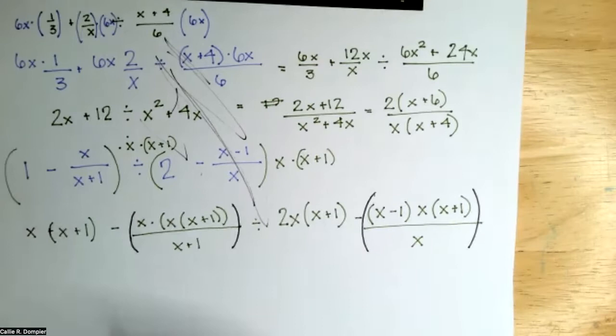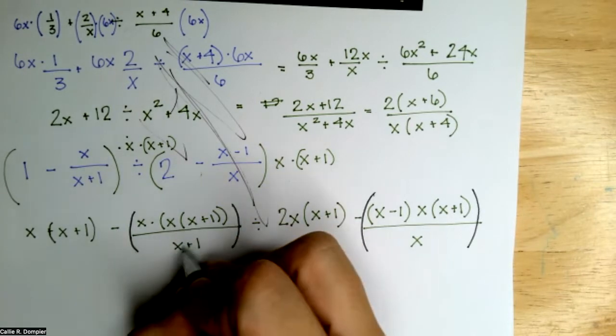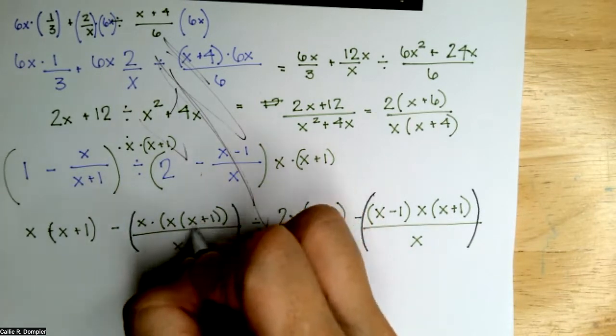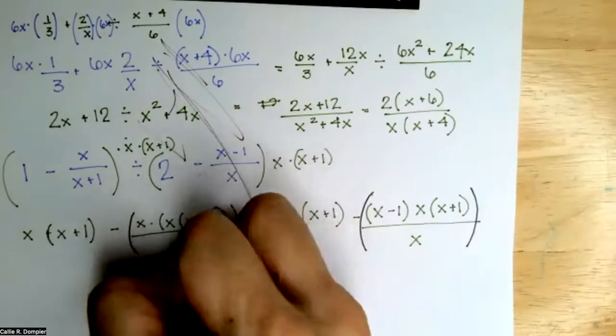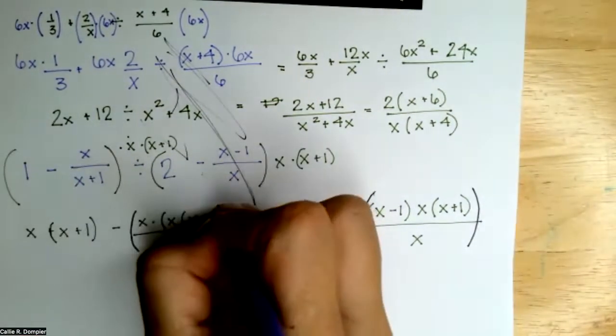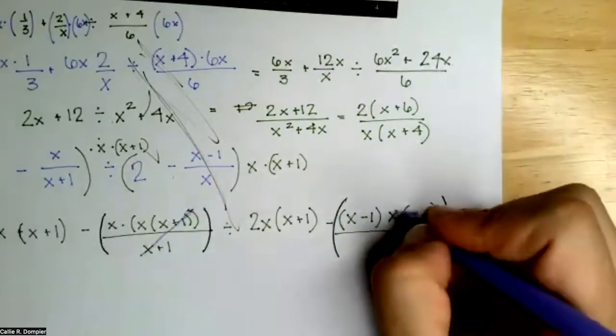All right, before you start distributing, I want you to cancel. The reason that we multiplied it all by x times x plus 1 is so we could cancel out the x plus 1 here. And so we could cancel out the x here.